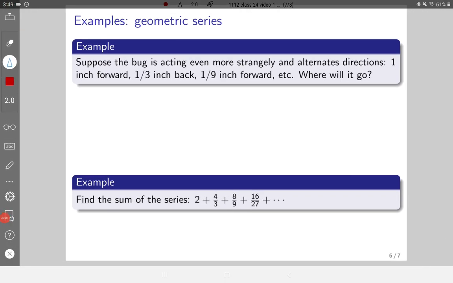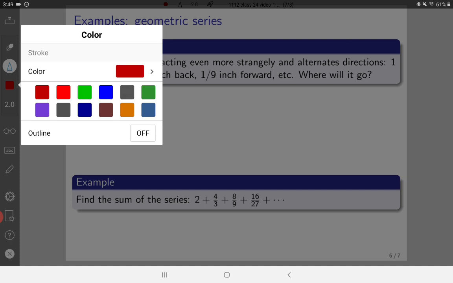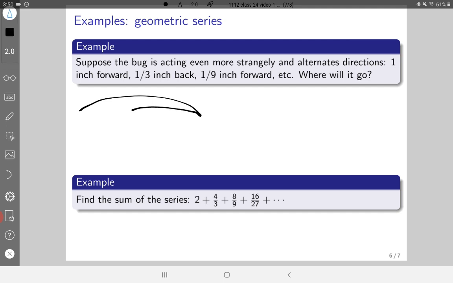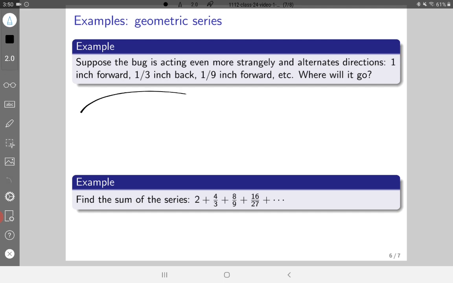Okay, let's modify the original question I asked about the bug and say, what if I change the action so that instead of going forwards all the time, it goes forward 1 inch and then backwards 1/3 of the way? Oops, that's too far. What if I go forward 1 inch and then back 1/3 and then forward 1/9 and then back 1/27 and I just keep going like that? Looks like a weird eye shape. That was kind of unintentional.